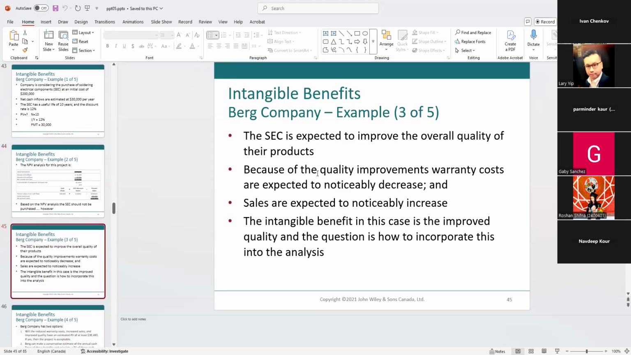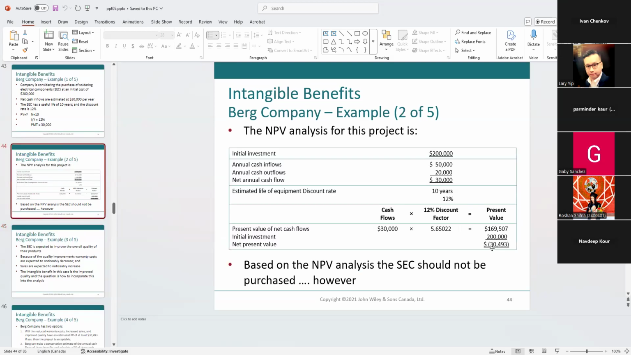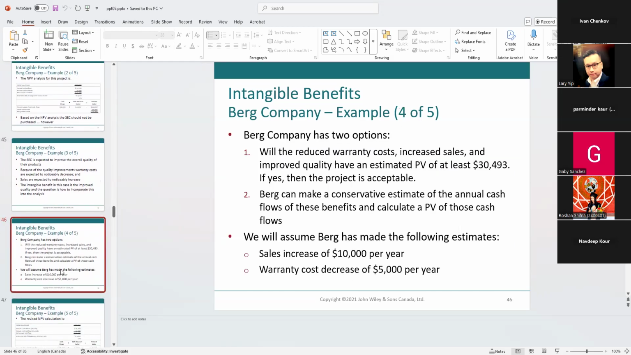But now we're expecting to improve the overall quality of the product. And because of the quality improvement, the warranty costs are expected to decrease. Sales are expected to noticeably increase when we increase the quality. And intangible benefits in this case will be the improved quality. So the question is, with the improved quality, are we going to be in the position to recover the loss of the return that we have?